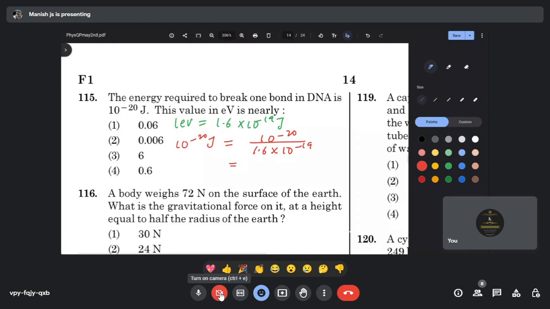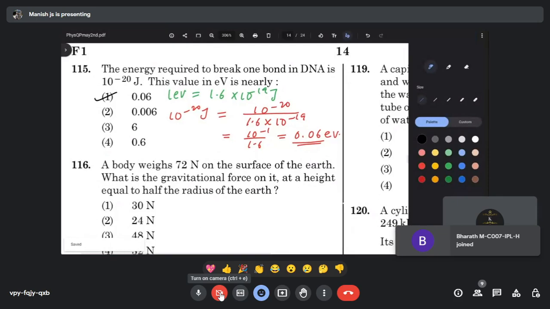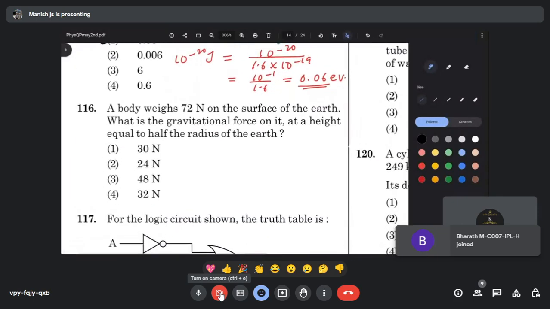So how much are you getting? 0.06. So 10⁻¹ upon 1.6, which is 0.06. Yes, electron volt. So the answer is 0.06 electron volt. So the option is option one. Okay, first option. That's how you approach this question. Fine. Okay, moving on to the next one.